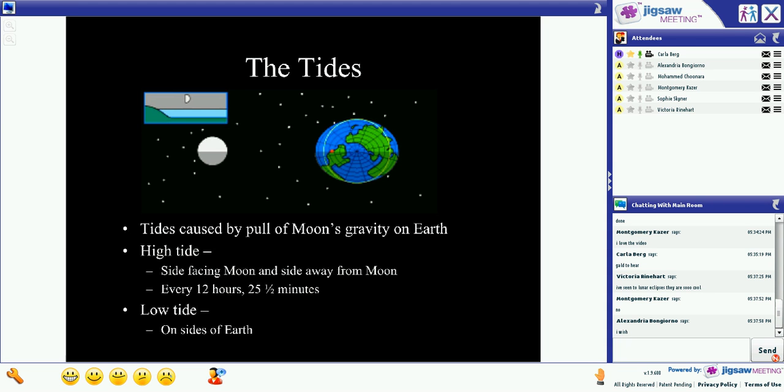So the tides are caused by the moon. Tides on the Earth are caused by the pull of the moon's gravity on Earth. High tide is when the side facing the moon and the side away from the moon. So if you were looking at this picture right now, the right and the left side would have a high tide. The low tide is on the sides of the Earth. So the top and the bottom would be having a low tide. Tides change every 12 hours. There's a high tide every 12 hours and 25 and a half minutes.